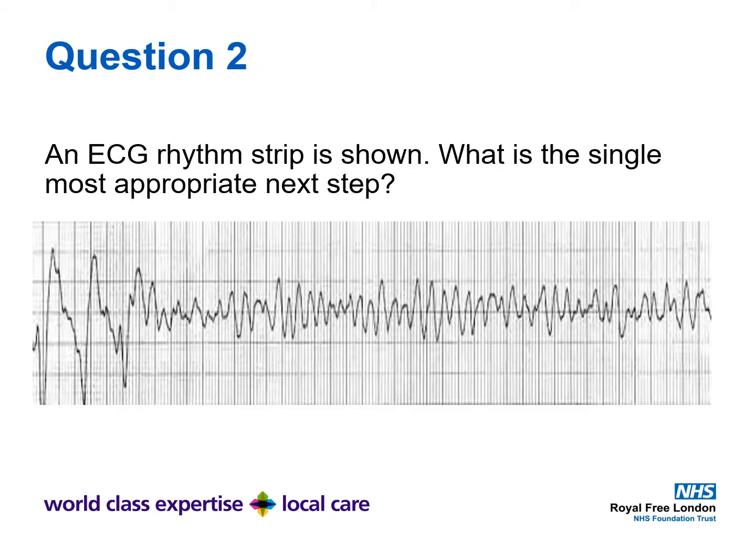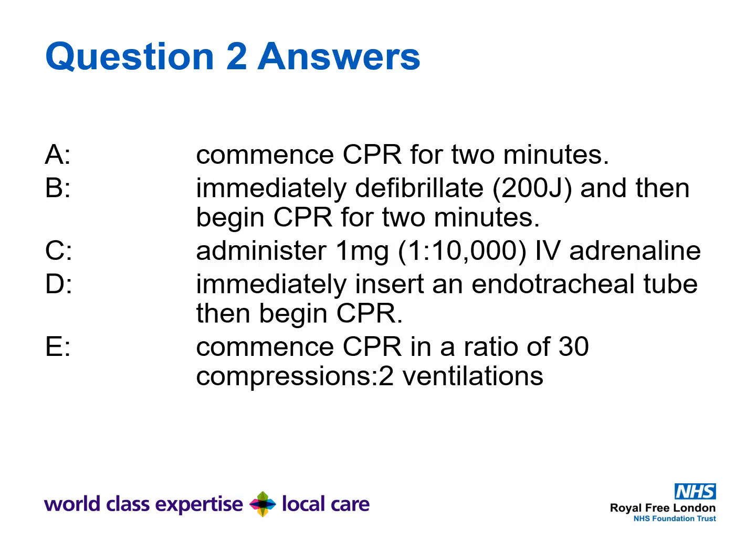Question 2. An ECG rhythm strip is shown. What is the single most appropriate next step? Is it A, commence CPR for 2 minutes or cardiopulmonary resuscitation, B, immediately defibrillate at 200 joules and then begin CPR for 2 minutes, C, administer 1 milligram of 1 in 10,000 IV adrenaline, D, immediately insert an endotracheal tube and then begin chest compressions, or E, commence chest compressions in a ratio of 30 compressions to 2 ventilations.